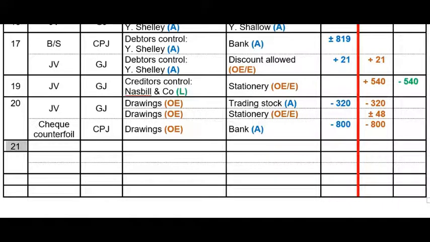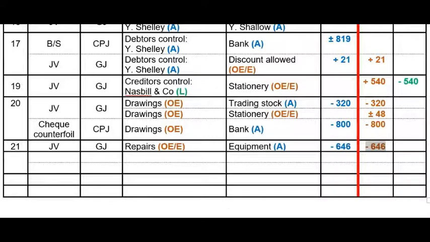Okay, so to fix this, we must credit equipment, debit repairs, and this will be done in the general journal. So it's on the 21st, journal voucher, general journal, debit repairs, which is an owner's equity expense, credit equipment, which is an asset. Because equipment was credited, it's minus in assets, and because owner's equity was debited, it's minus in owner's equity.